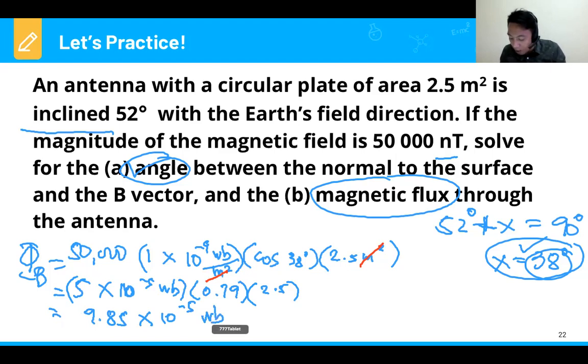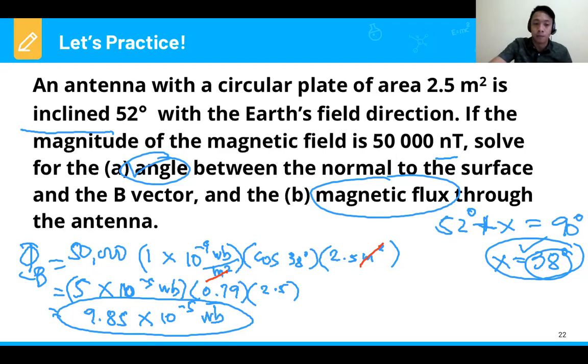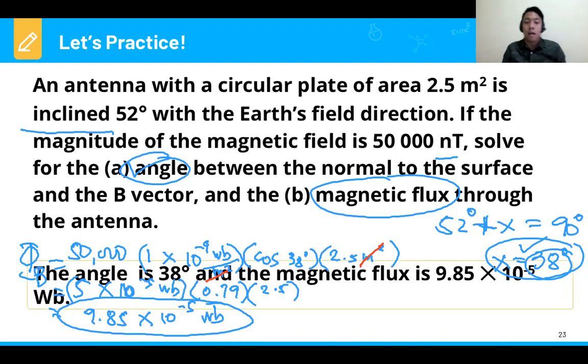So we have the answer for the angle, which is 38 degrees, and for the magnetic flux, which is 9.85 by 10 raised to negative 5 Weber. Okay, let's check if you're correct. So we have the final answer, 38 degrees, that's correct. And the magnetic flux is 9.85 by 10 raised to negative 5 Weber. So we are correct. Okay?